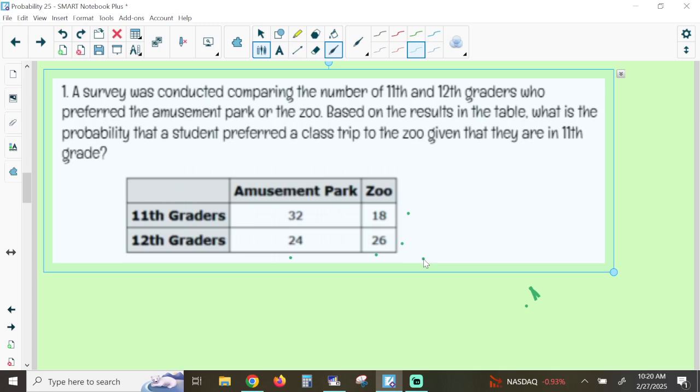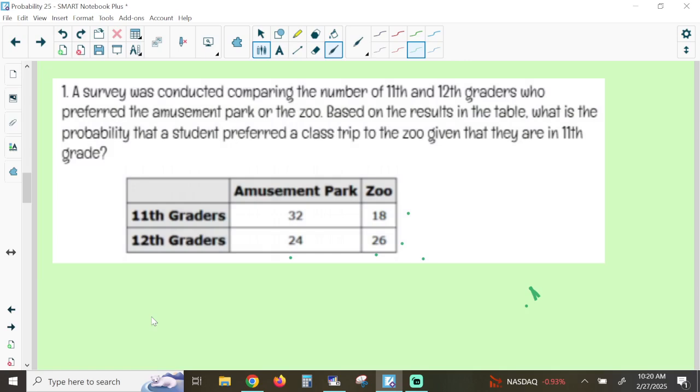So some people like to take this table and do all the totals, but stop being so extra. Okay, let's just figure out what we need first before we decide which total we're going to use. Okay, so we have a survey was conducted comparing the number of 11th to 12th graders who prefer the amusement park or the zoo. We literally just discovered all of that just by looking at the picture, right? So if you think that there's too many words so you're going to skip it, don't, because those words were just gibberish. Based on the results in the table, what is the probability that students preferred a class trip to the zoo given that they are in 11th grade? So what's important?